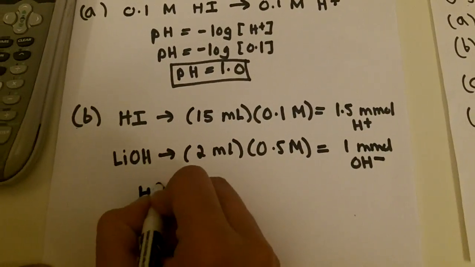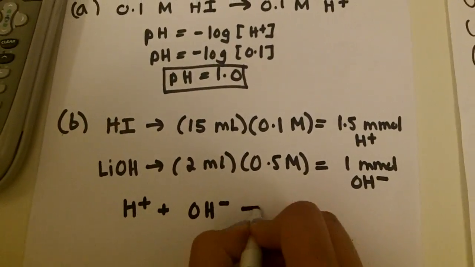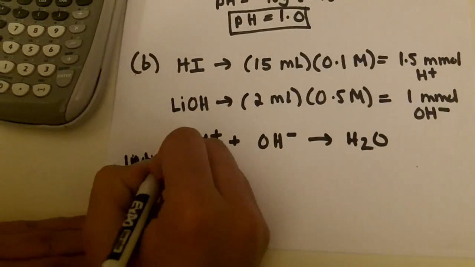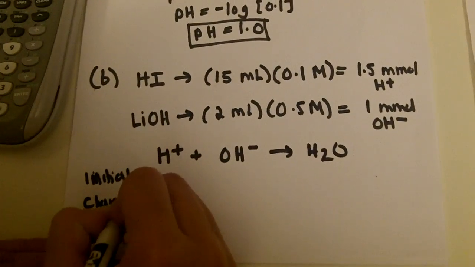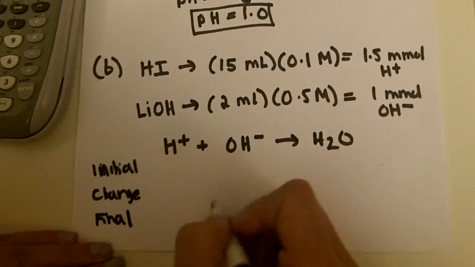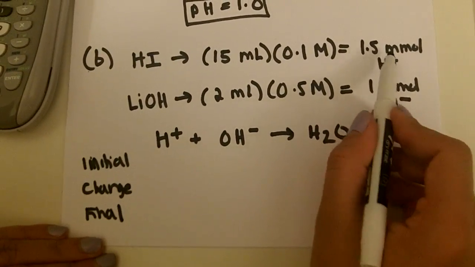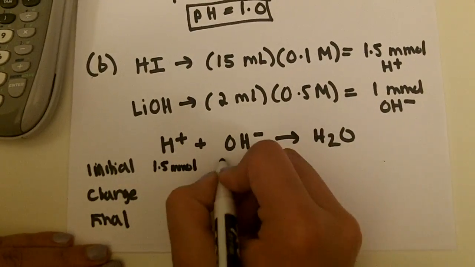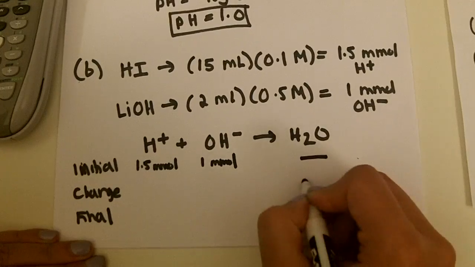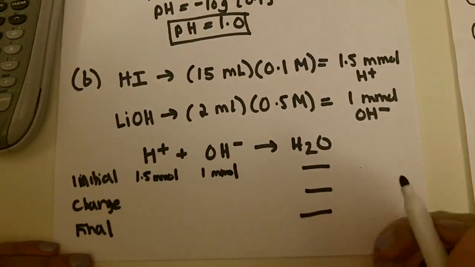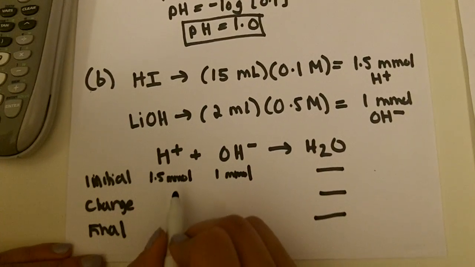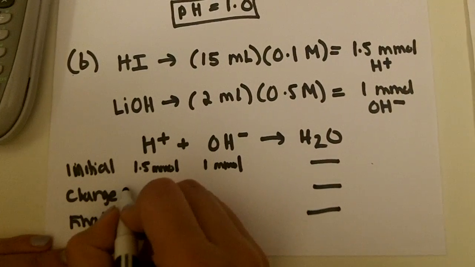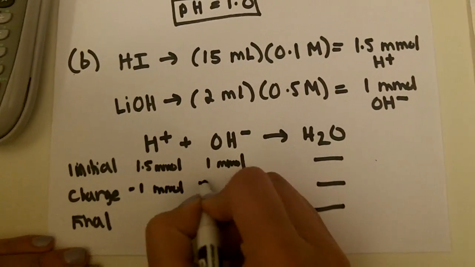Now we rewrite our net ionic equation, and we have initial, change, and final, which will help us sort everything out. Initially we determined that for H plus there's 1.5 millimoles, and for hydroxide there's 1 millimole. Water is a liquid, so we don't account for it when we're doing these problems. This is almost like a limiting reactant problem. You look at the millimoles, and whichever is less, you subtract it from both, since that's the one that's going to be used up.